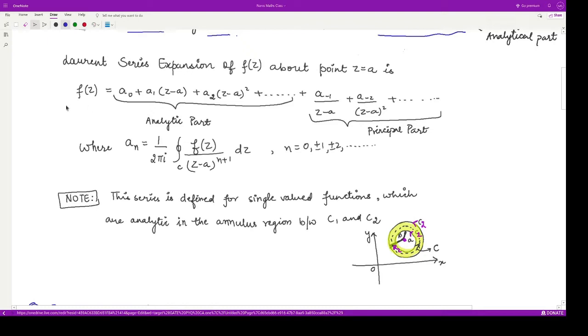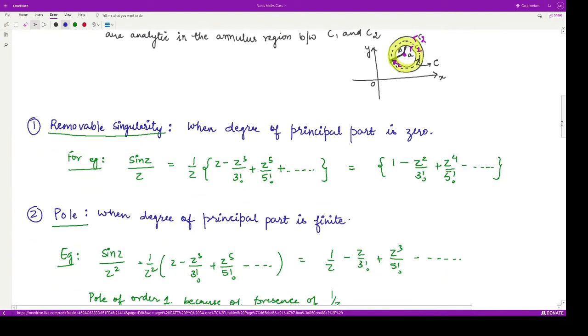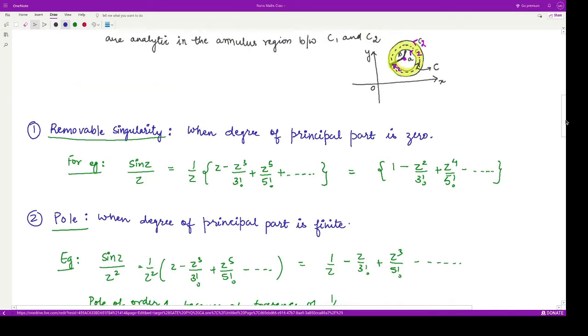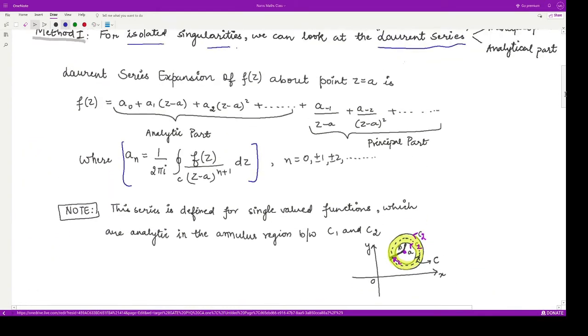So it is something like this. It has the analytical part and the principal part, and the coefficients here are calculated using this particular formula. So this is the definition of the Laurent series. Now in order to classify the singularities, we say when the degree of the principal part is 0, then we have a removable singularity.